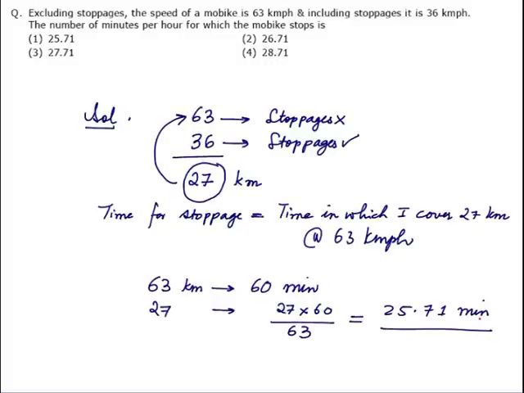The options are very close, so approximation would be difficult. So we have solved it and we have got 25.71 as the answer. I hope this is very clear. This was a good question. We move on to the next.